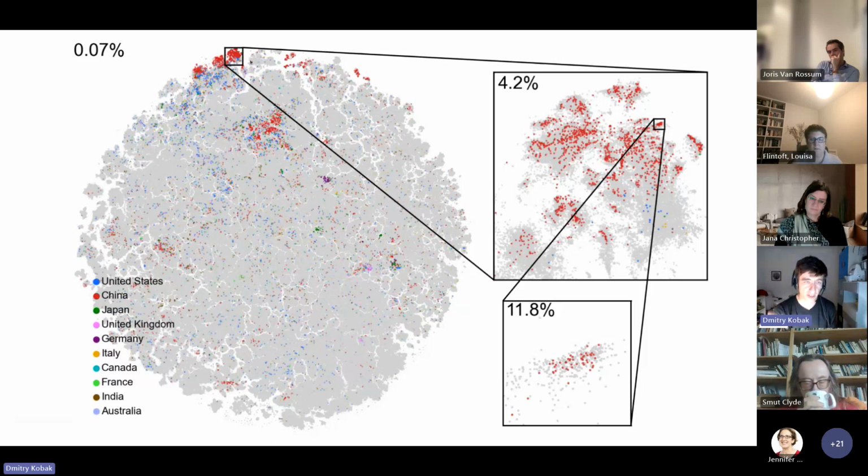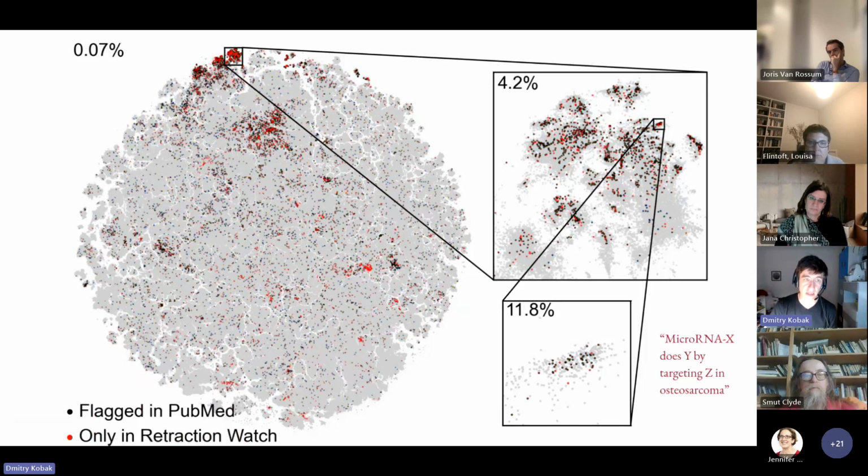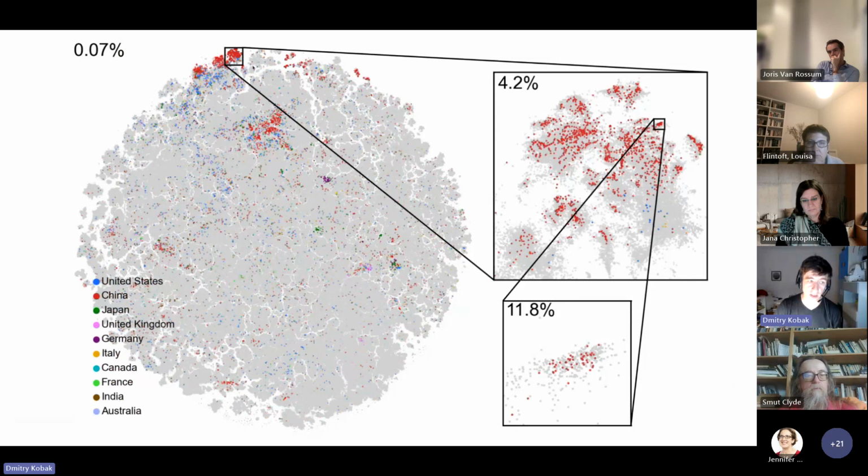Okay, and now I'm coloring the retracted papers. So it's the same pictures here, just recolored. It's colored now by the country of origin. We see a lot of China, which should not be surprising for you, people studying paper mills. But we also see different colors here. This is, by the way, the top 10 countries in the entire PubMed, not by retractions, but overall.